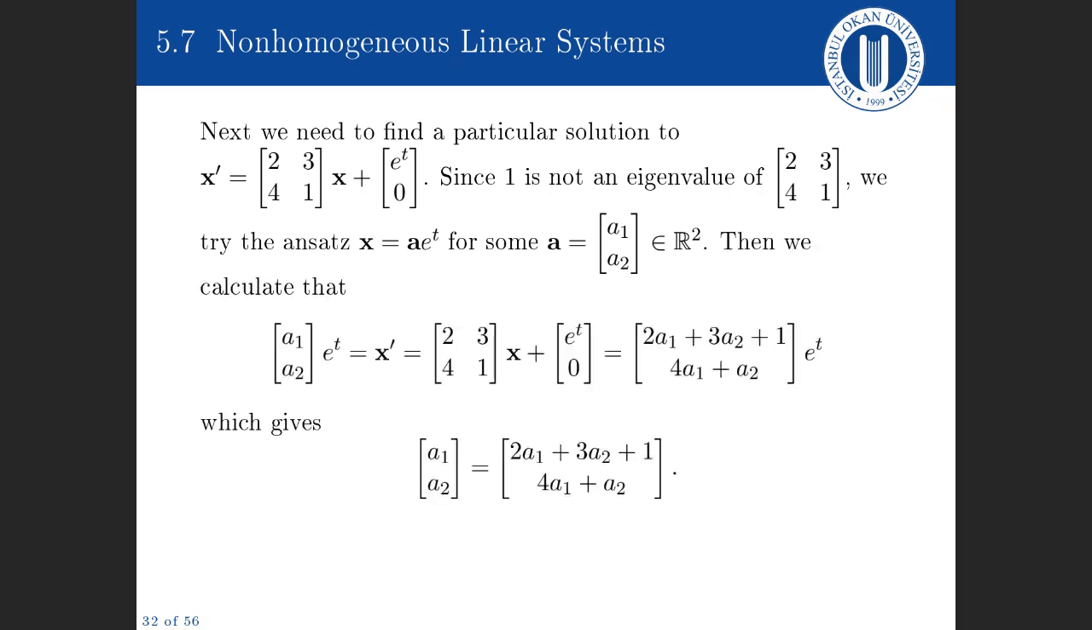Okay, so we do our calculation. We start with our differential equation, x prime is equal to (2, 3; 4, 1) x plus e to the power t (1, 0). On the left, we have the derivative of x, but the derivative of e to the t is just e to the t, so that's straightforward. And on the right, we have (2, 3; 4, 1) x plus e to the power t (1, 0).